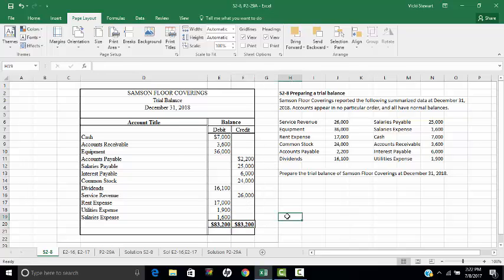And that's what we want when we're doing our trial balance, because the purpose of the trial balance is to make sure that our debits and our credits are equal. So that is the conclusion of the demonstration for exercise S28.